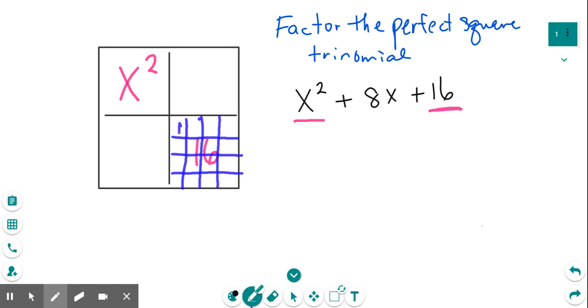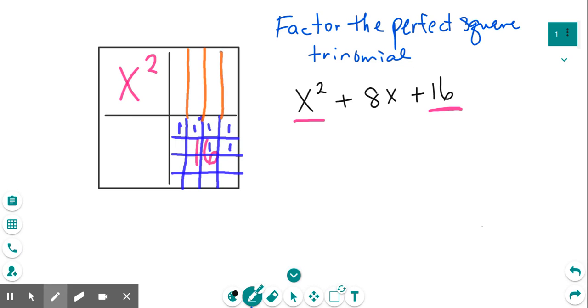So notice these are all ones. These are all ones. I'm not going to do all of them, but as you can see, it's a 4 by 4 square. Now we're going to extend the rest of it just like we did before. I'm going to go this way.